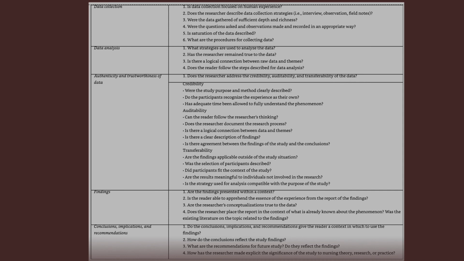And then finally are the findings presented within context. Is the reader able to understand the essence of the experience from the reported findings? In many ways, this is saying, did they tell a good story that you could follow? And then you always want to end your research articles with the conclusions and the implications and what needs to come next in terms of a study.